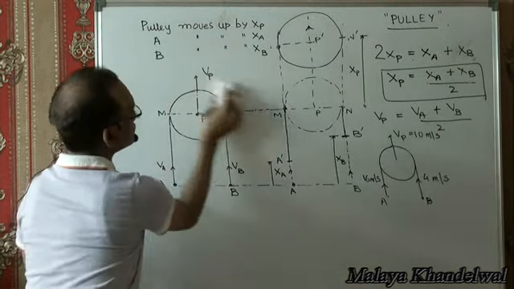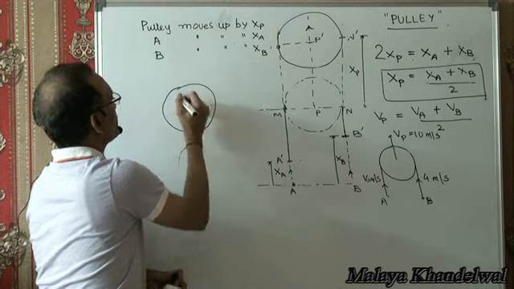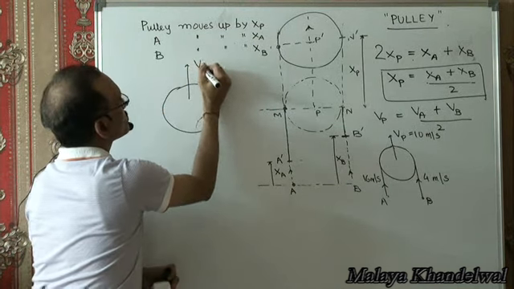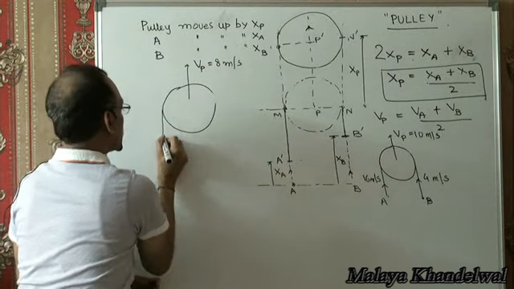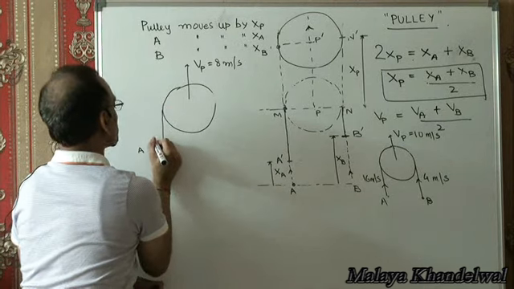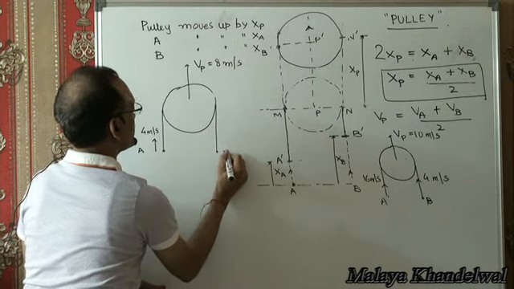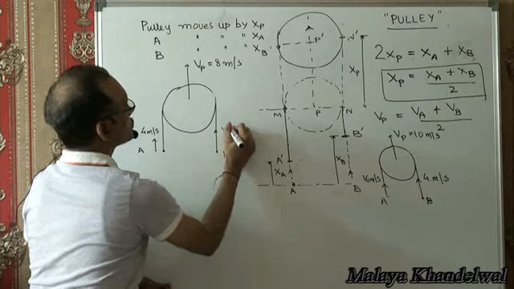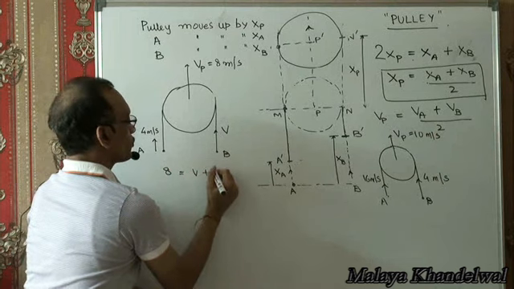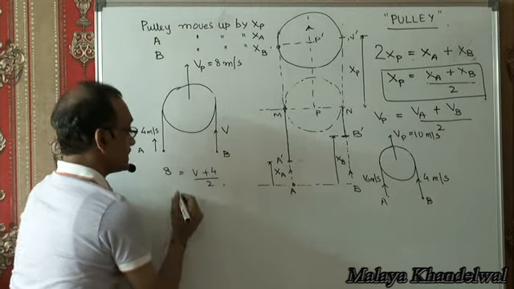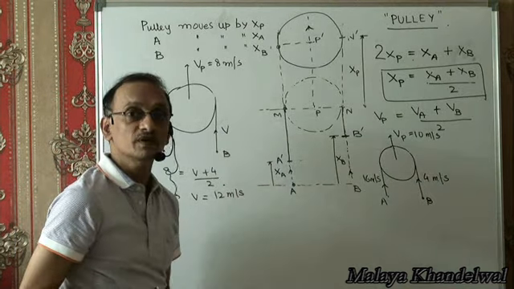Suppose I had this pulley, and suppose the pulley is moving up by 8 meters per second, and this end A has a velocity 4 meters per second. This end B has a velocity V that I want to compute, then this 8 must be V plus 4 by 2. That means V turns out to be 16 minus 4, 12 meters per second. Yes or no, right?